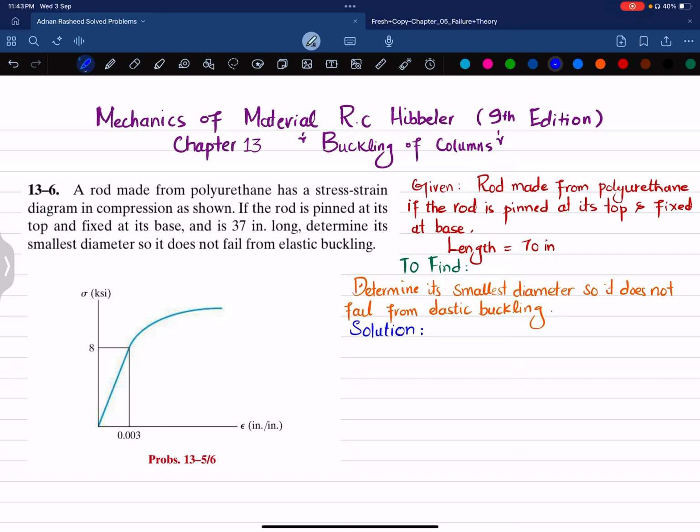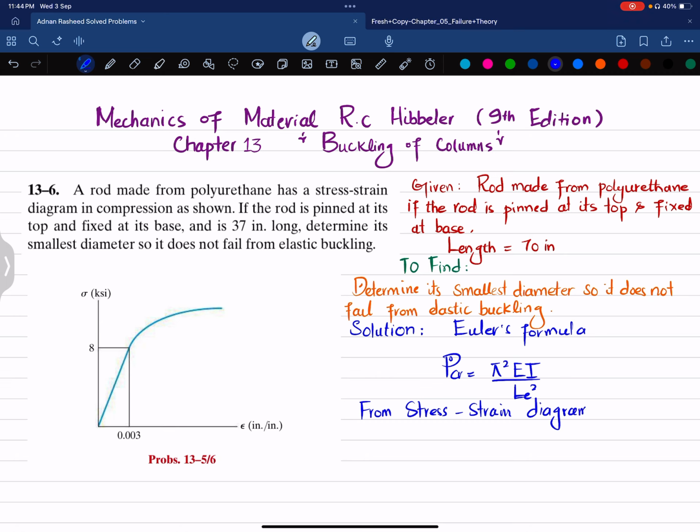As we know, Euler formula for central axial load is given by P critical is equal to pi square EI divided by effective length square. Clear? And we will find this E by using this stress strain diagram.